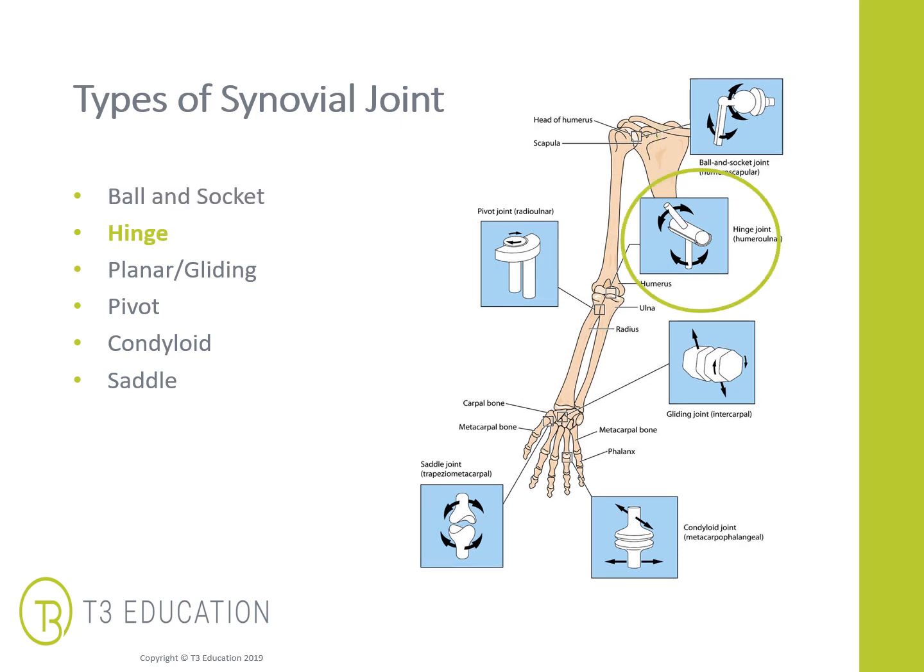So next up is a hinge joint. We're going to look at one here, which is at the elbow. It allows movement in only one plane. So the movements we have at our elbow are flexion and extension. Other joints that are hinge joints are the interphalangeal joints in the hand.